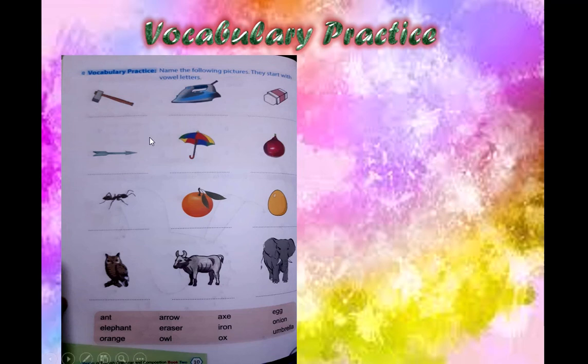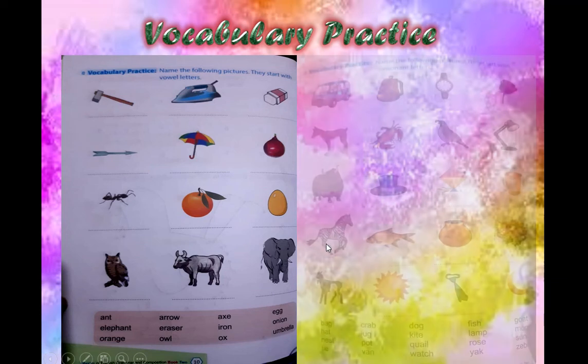So here are some pictures which start with vowels. You have to pick out the word from the box and write it here. Okay, this is ax, this is iron, you can see eraser here, you can see arrow, umbrella, onion, ant, orange, egg, owl, you can see ox and you can see elephant here. Okay, hope you all can do this page easily now.